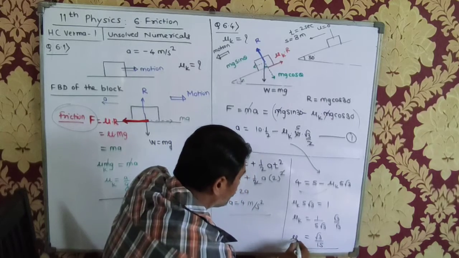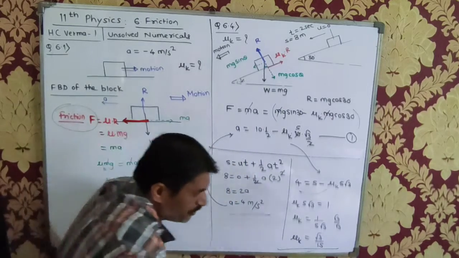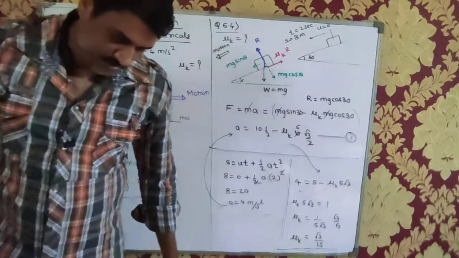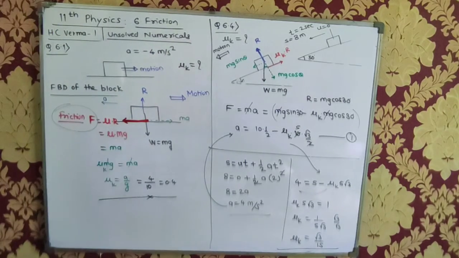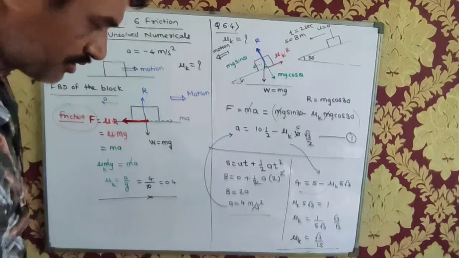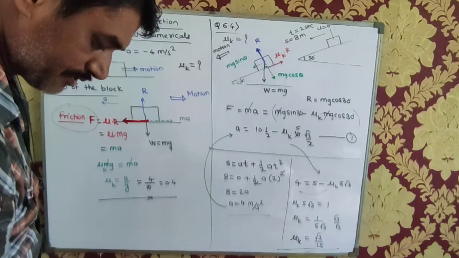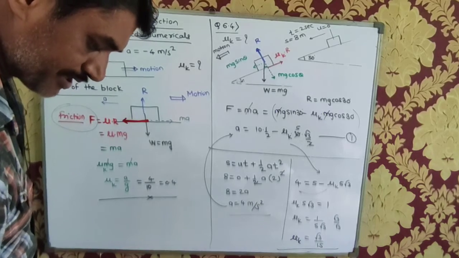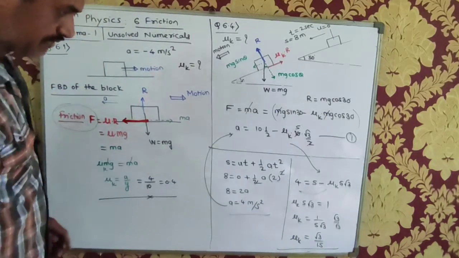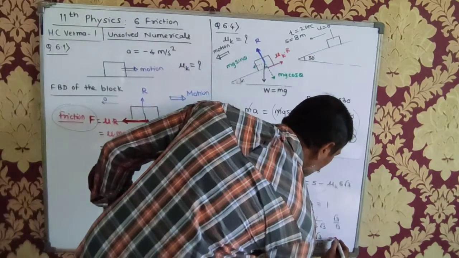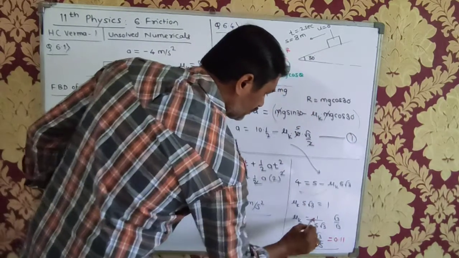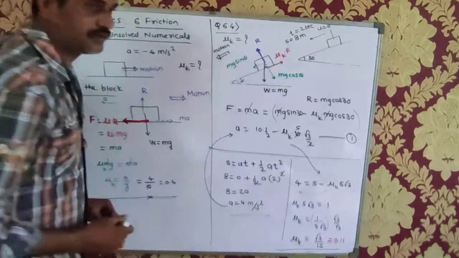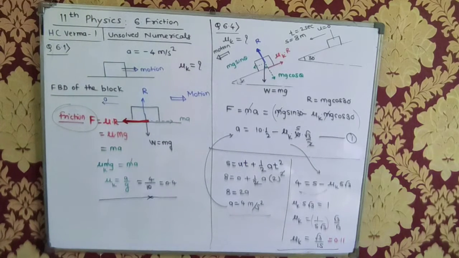Please check the answer. Now you can do this by calculator also. You can find it by calculator, 1 upon 5 root 3. If you perform this by calculator, that will give you 0.11. But they can give this as also as an option. Is this okay?